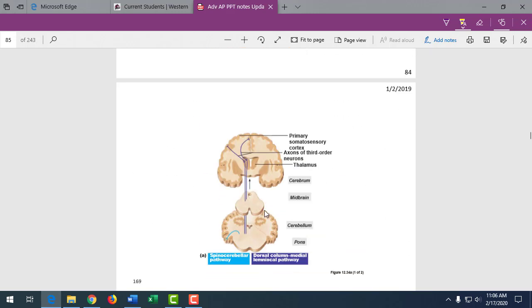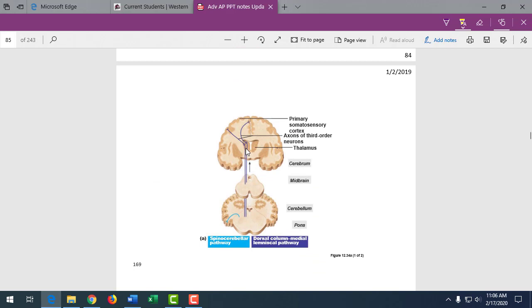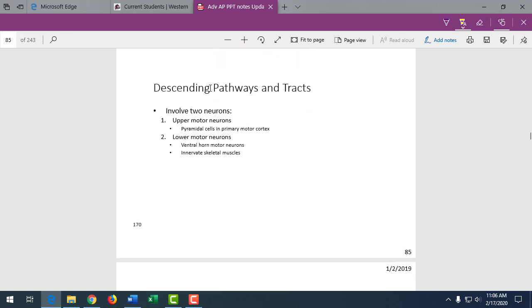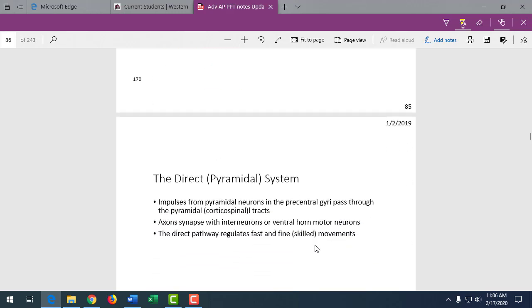A lot of slides taken up on that pathway. And then the descending pathway is only two neurons in a series. You have the upper motor neuron and the lower motor neuron. So these start in the cortex, in the precentral gyrus, and they end in the skeletal muscles. So this is all about movement, the descending pathways.